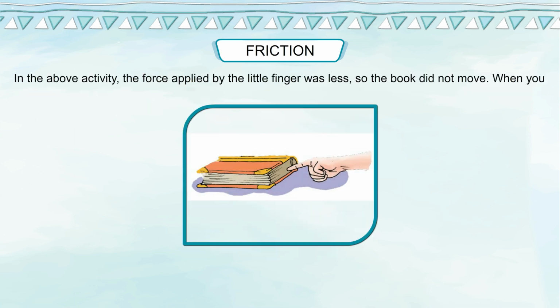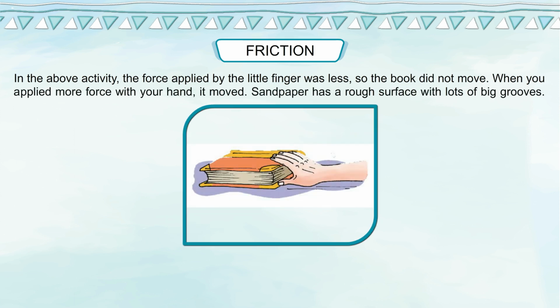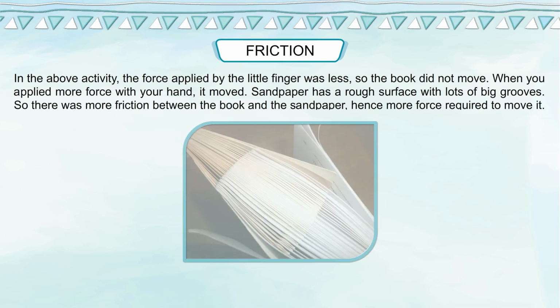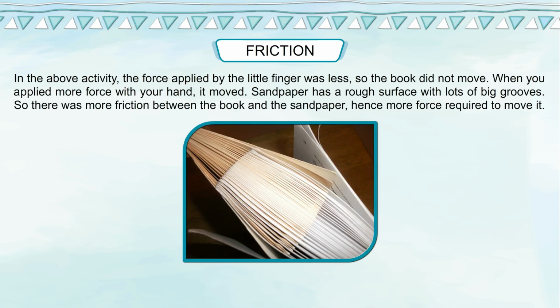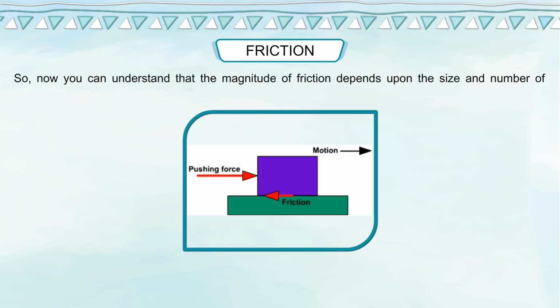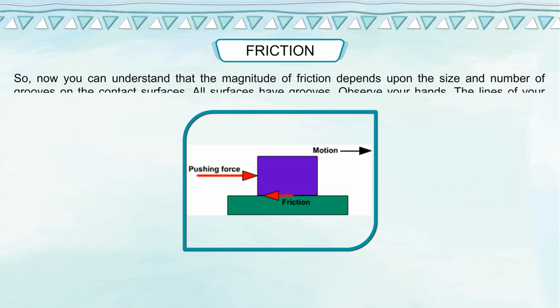In the above activity, the force applied by the little finger was less, so the book did not move. When you applied more force with your hand, it moved. Sandpaper has a rough surface with lots of big grooves, so there was more friction between the book and the sandpaper. Hence, more force is required to move it. So now you can understand that the magnitude of friction depends upon the size and number of grooves on the contact surfaces. All surfaces have grooves.